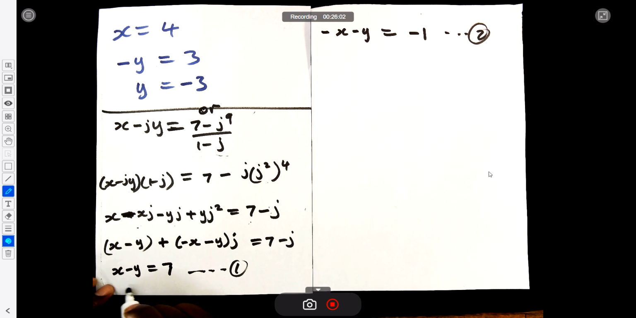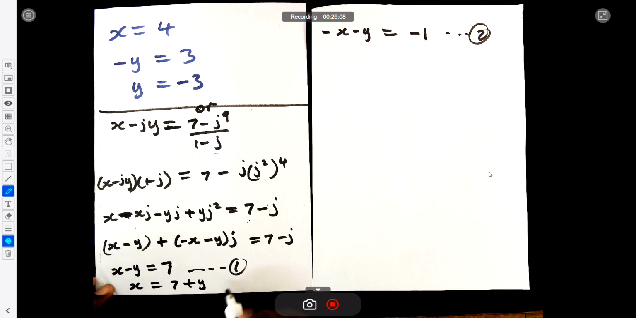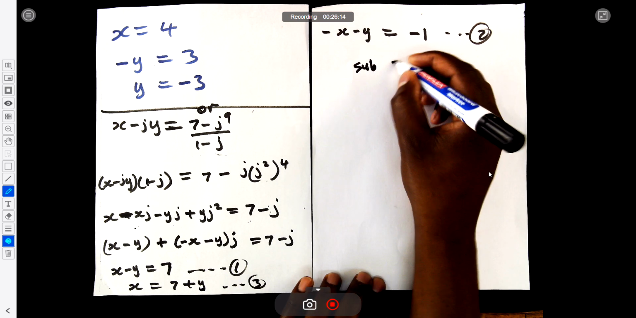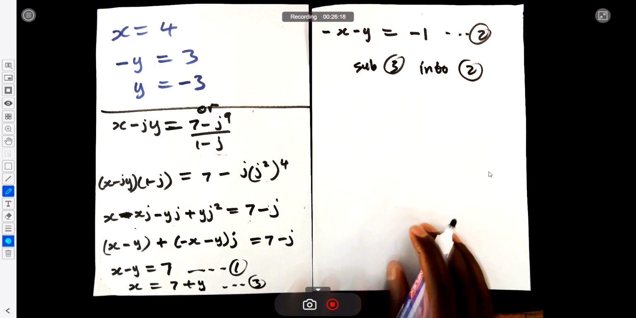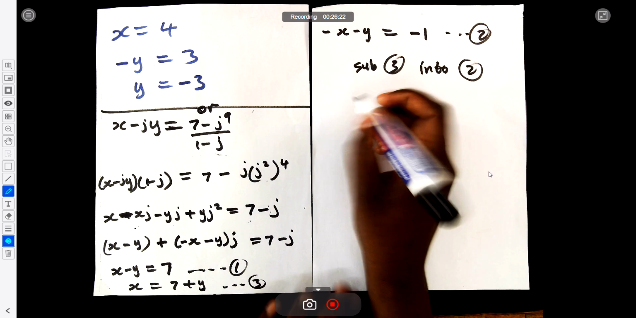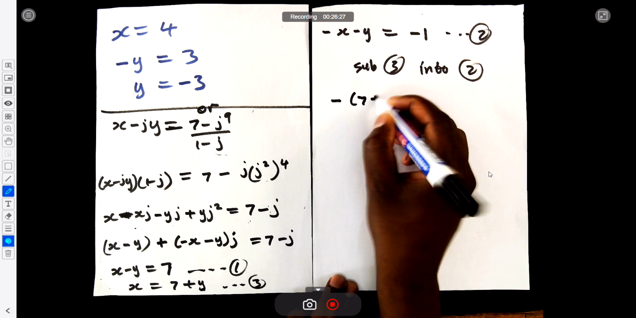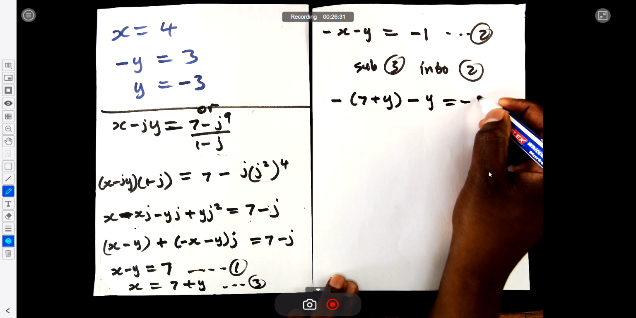All right, so let's simplify this one. x is equals to 7 plus y. So I've made that, let me call it equation 3. I want to substitute equation 3 into equation 2, because I made this equation 3. So in this equation, we're going to substitute the x value, where we substitute 7 plus y, therefore minus y equals to negative 1.